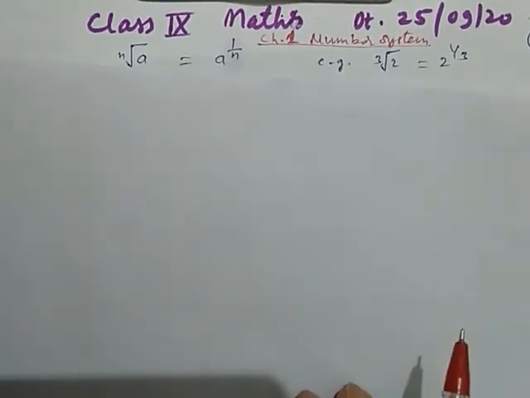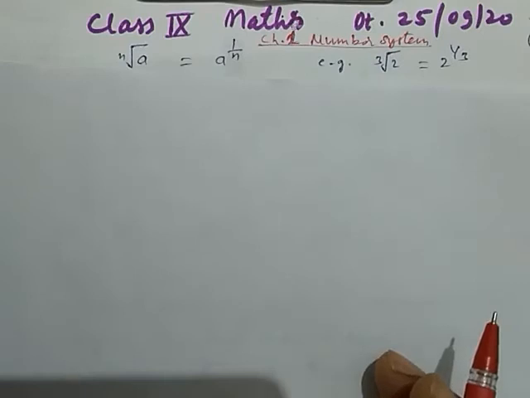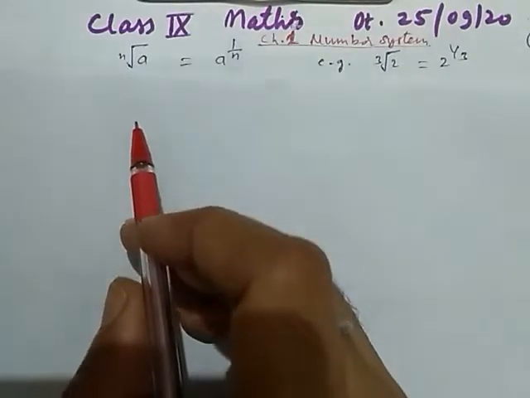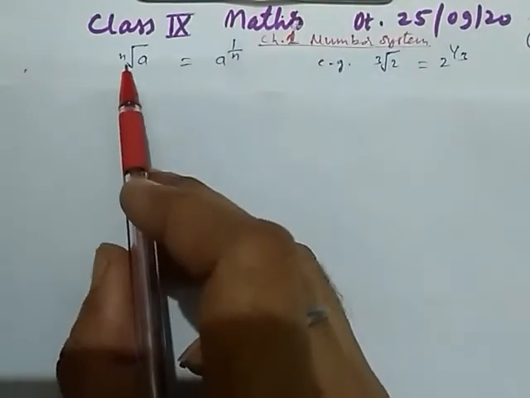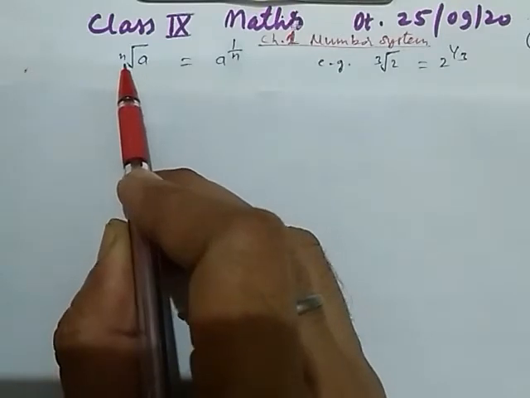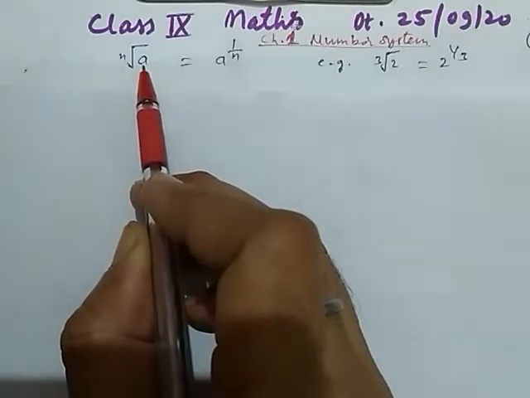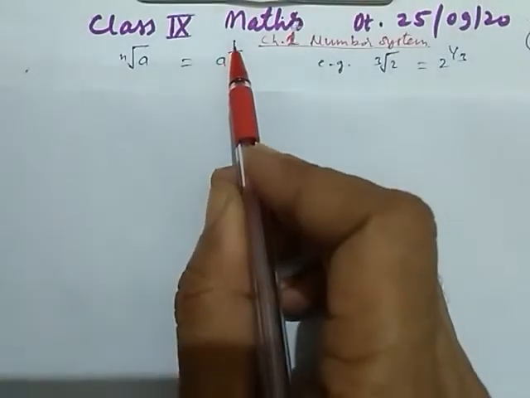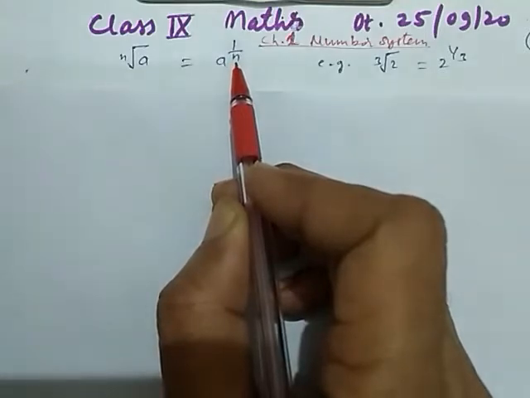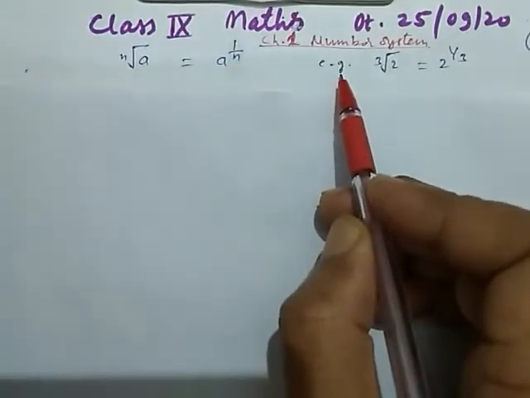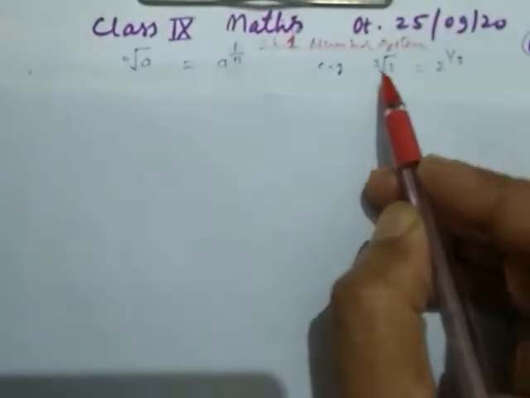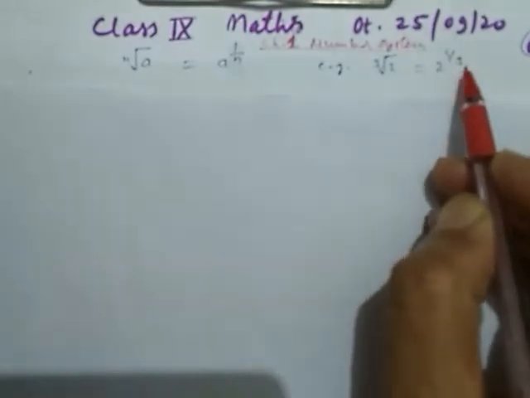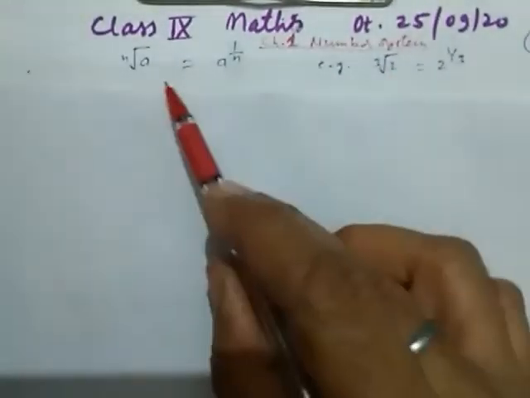Today we are continuing our chapter 1, number system. Now we'll learn about power and exponents. Here this is the nth root of a. The nth root of a means a raised to the power 1 upon n. Now we take an example: cube root of 2, that is 2 to the power 1 by 3. This is the meaning of nth root.